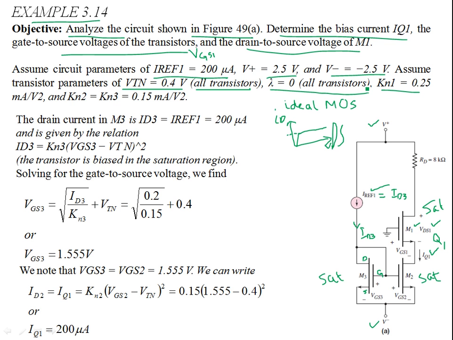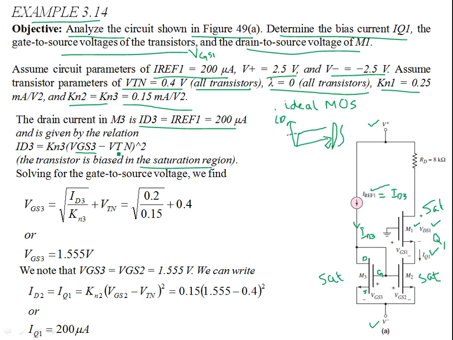So the conduction parameter is given for M1, M2, M3. For M1, Kn1 is 0.25 milliamps per volt squared. For Kn2 and Kn3, for M2 and M3, it is given as 0.15 milliamps per volt squared. The drain current ID3 is the same as 200 microamps, the series current. Now, since the transistor is biased in the saturation region, you can use the ideal IV relationship of the NMOS device to evaluate what VGS3 is.